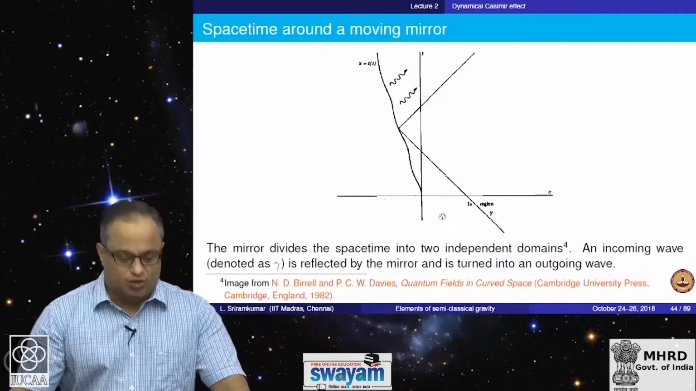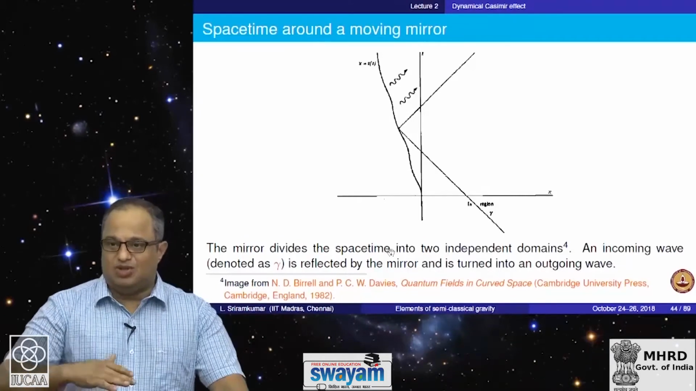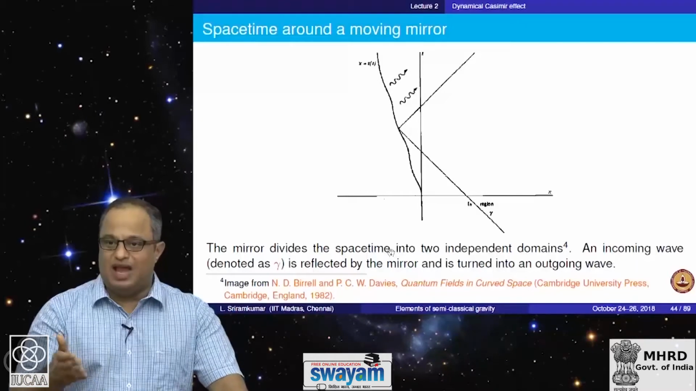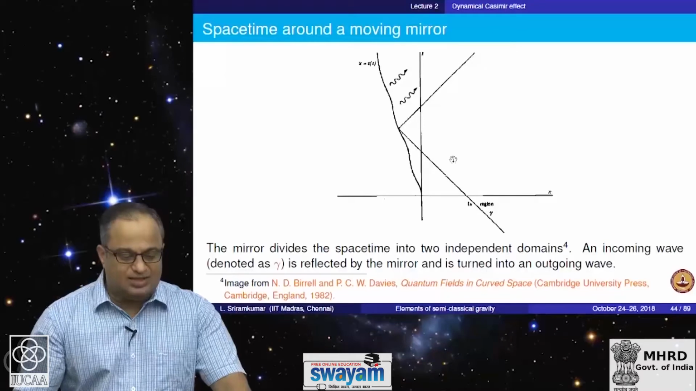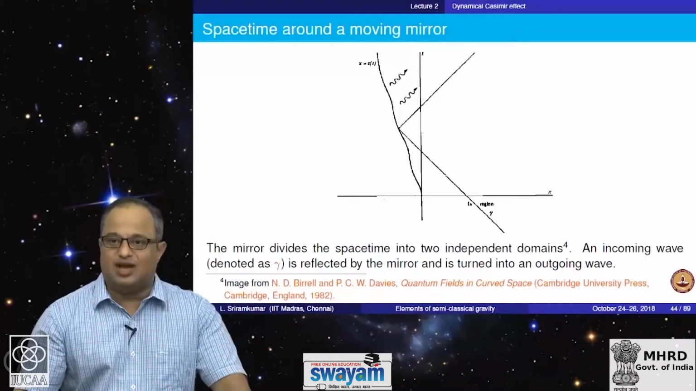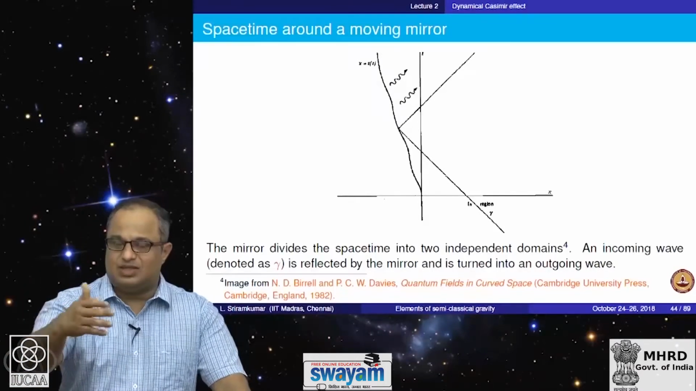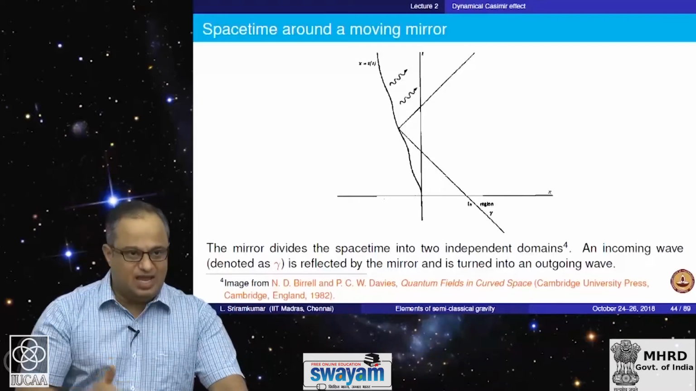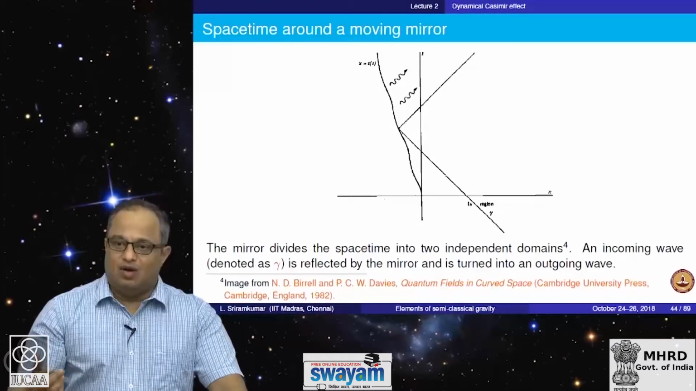Think of the following situation. If you restrict yourself to the time t less than 0, the modes are static. So, what will I have? I will have sine omega x e power minus I omega t, that is all. Now, let us say the mirror moves and comes to rest again on some arbitrary trajectory. At later times, once the mirror has come back to rest, what will I have? I will again have sine omega x e power minus I omega t, all right.